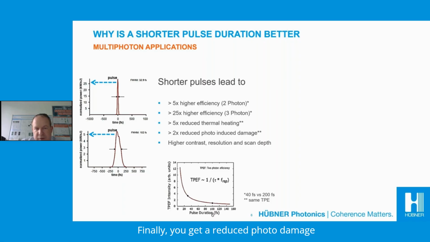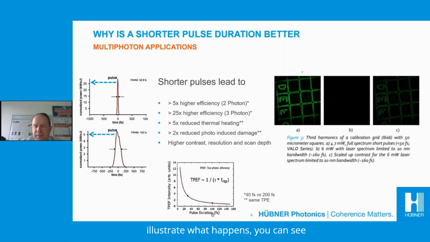Finally, you get a reduced photo damage, and you also get a higher contrast resolution in the scan. To illustrate what happens, you can see here a calibration grid where we use a 50 femtosecond pulse with 5 milliwatts on the left side, and you see a very clear contrast. As a comparison, in the middle, you see a 6 milliwatt average power pulse with 160 femtosecond pulse. So the power level is more or less the same, but you see more or less no contrast.